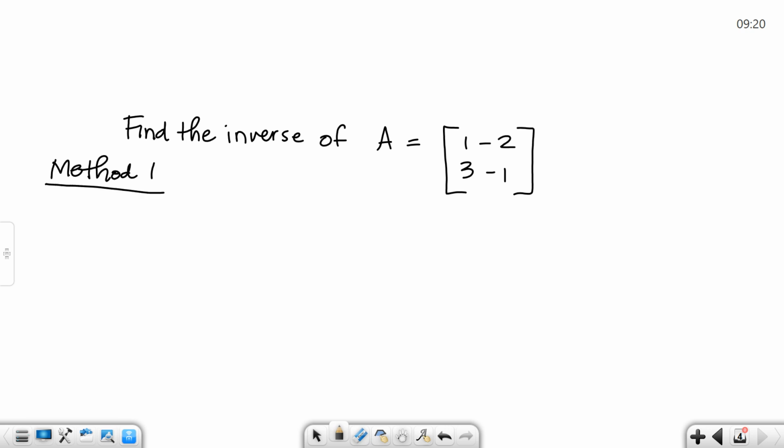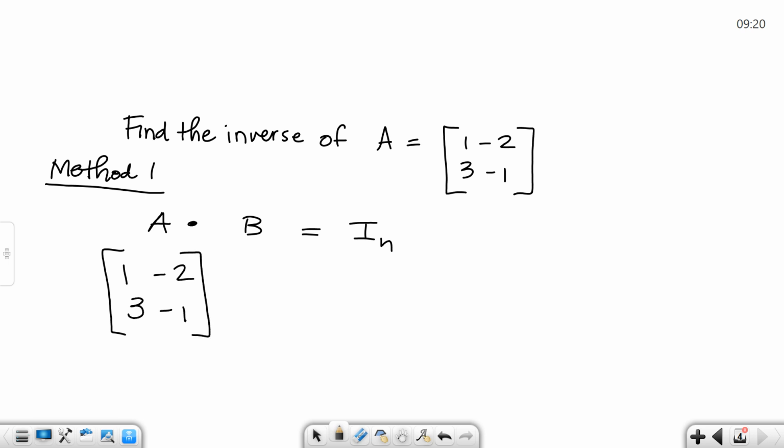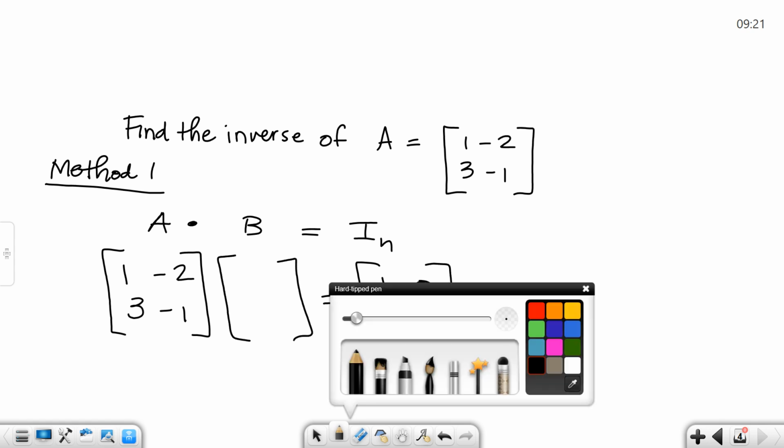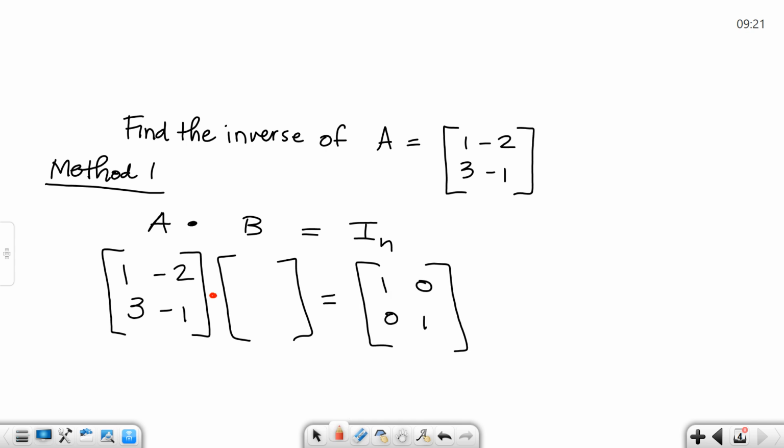The way that you can find the inverse is this. Remember, you had a rule on the previous page, the definition actually, that said A times B equals I. Okay, so let's write that out for just a second. 1, -2, 3, -1. It says you have an inverse if there is a B matrix such that A times B equals I. Okay, so I know my I matrix for 2 by 2 looks like this. I just don't know B. Okay? So we're going to come up with an equation that looks like this.